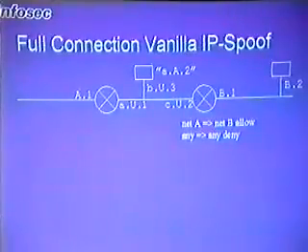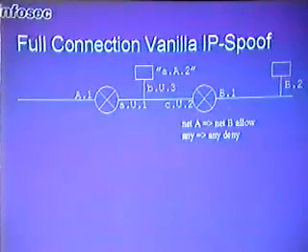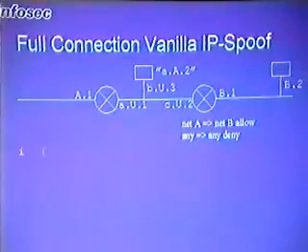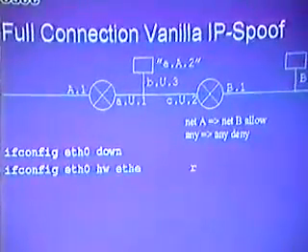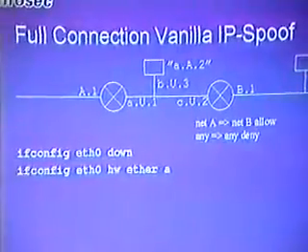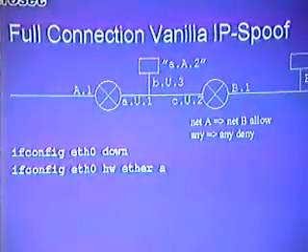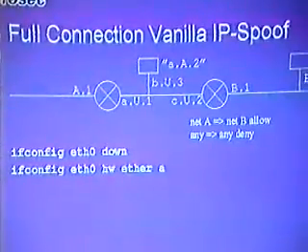Here's how full connection, vanilla IP spoofing, is done. And don't be alarmed because it's too easy. You are in Überhaxer, I know, but people don't understand how easily it is done. Here's the same network. And what I do is take my interface down, and put a new MAC address on it. I pick the same MAC address as the upstream router. You see it?